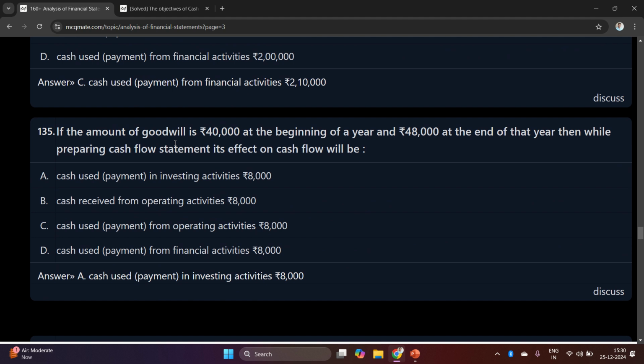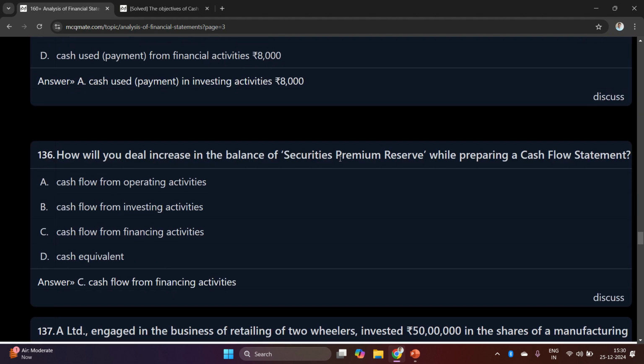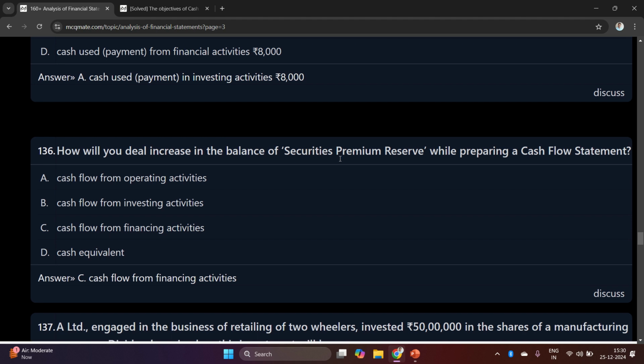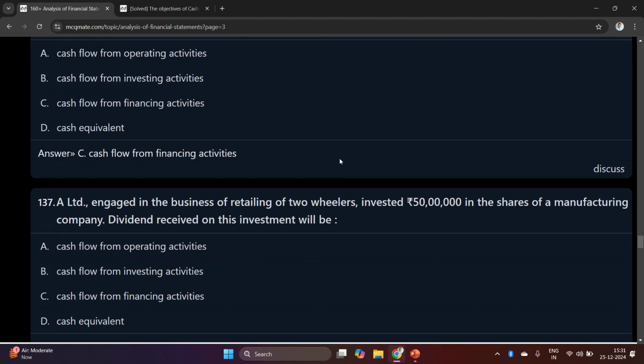The amount of goodwill is 40,000 at the beginning of the year and 40,000 at the end of the year. Then while preparing cash flow statement, its effect on cash flow will be cash used in investing activity, 8,000. How will you deal with the increase in the balance of securities premium reserve while preparing a cash flow statement? Securities premium is cash flow from financing activity.